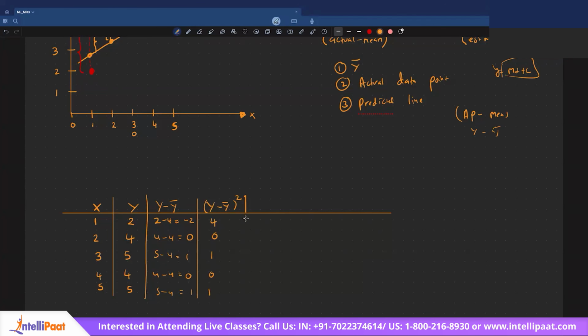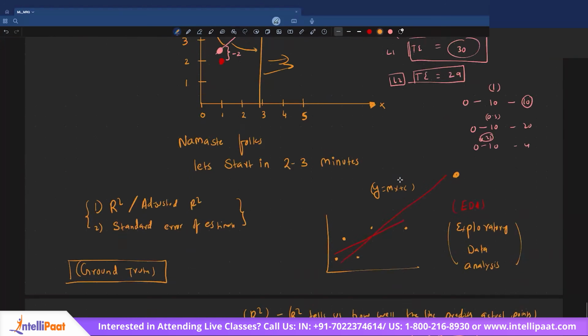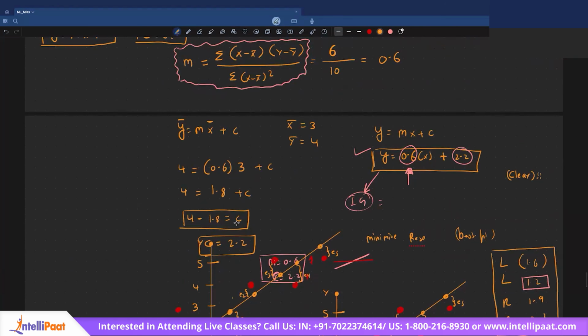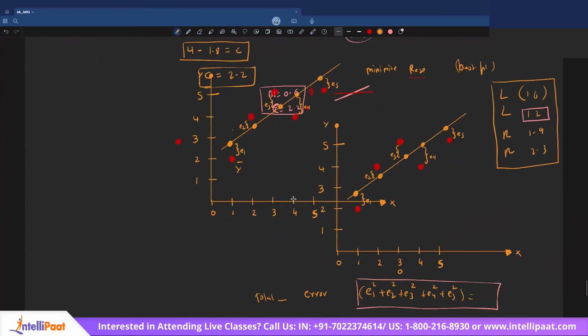Now, tell me, if I sum the numbers up, if I calculate the summation, what will be the answer? If I sum them up, 4, 5, 6, 6. Let's calculate something called y hat. Y hat is nothing but, what was the equation that you got? What was the value of m that you got here? 0.6 and 2.2.